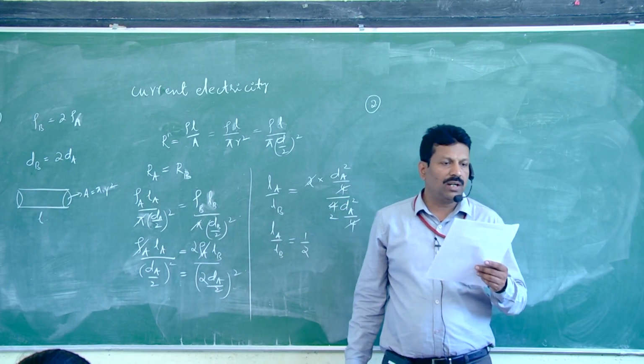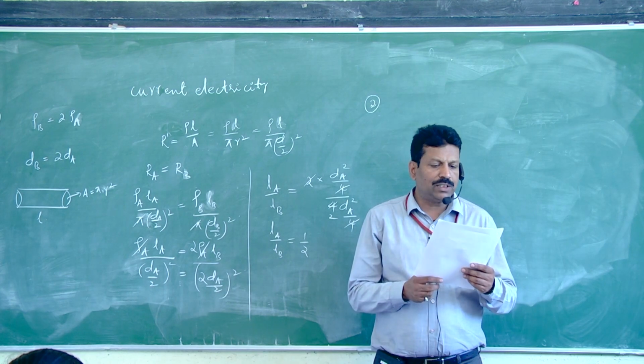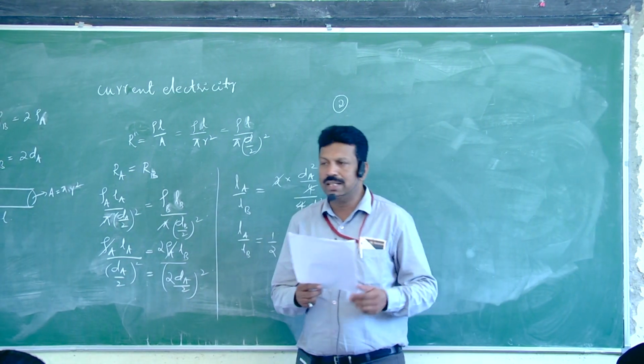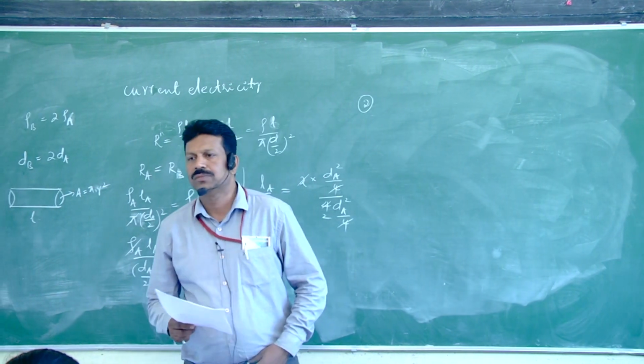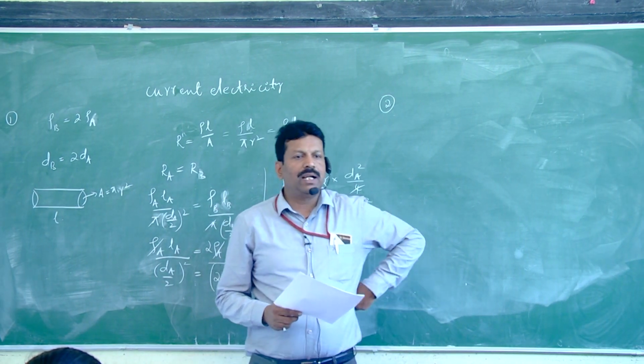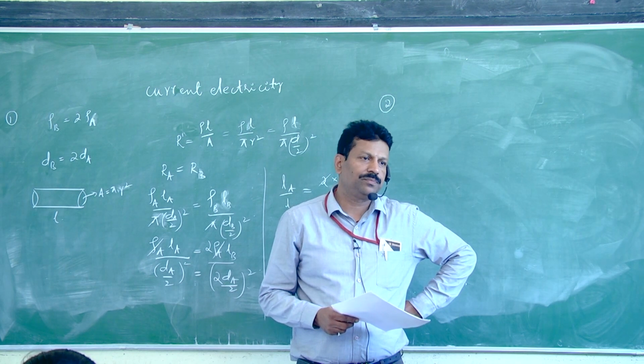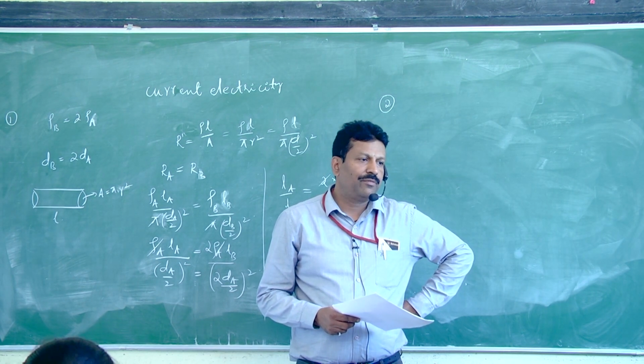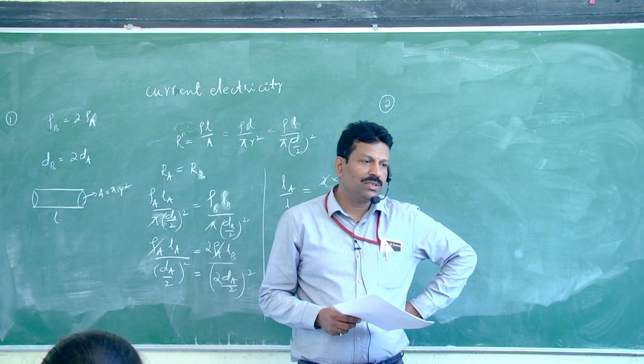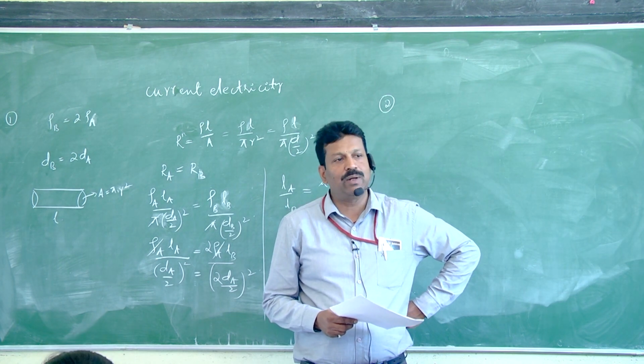A wire of resistance R is stretched to twice its original length. What is its new resistance? So it's a shortcut. If length increases by n times, resistance increases by n squared times.